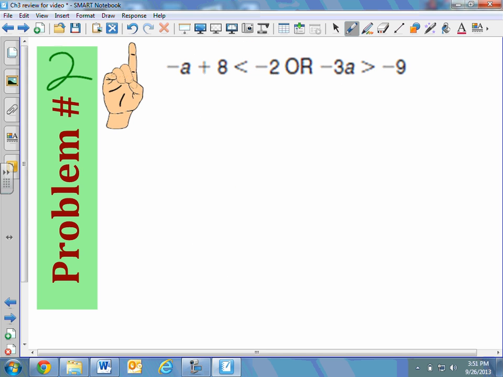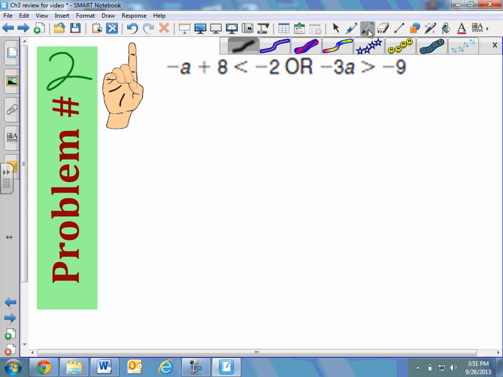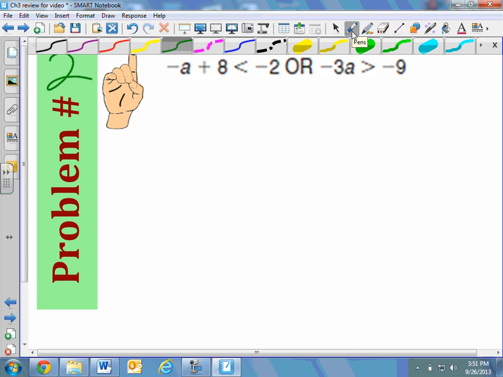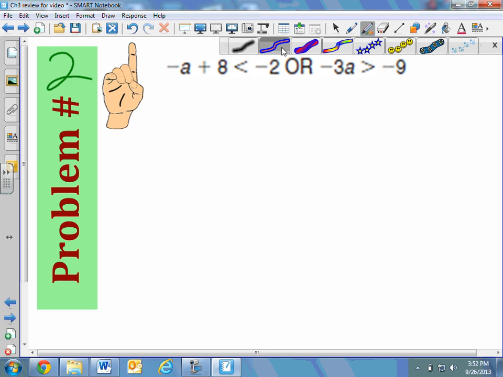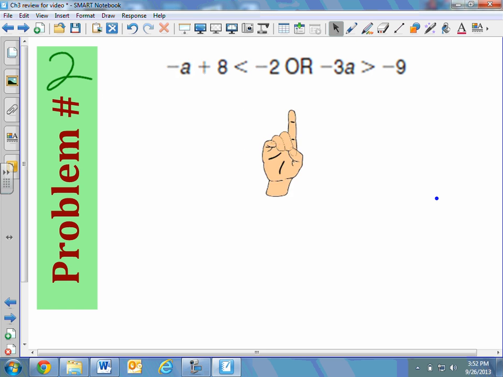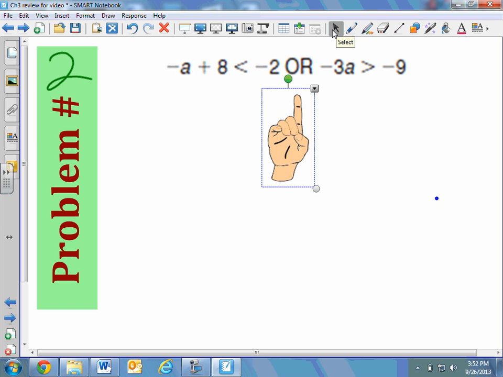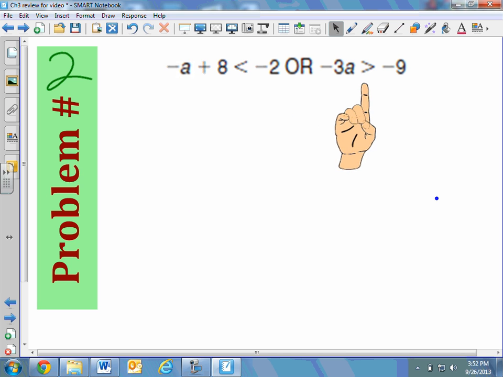Problem 2. Okay, so let's deal with problem 2 now. And let me take out a nice little nifty pen here. There we go. Okay, so this one says -8 plus 8 is less than -2, or, that's a big clue right here, guys, or -3a is greater than -9.